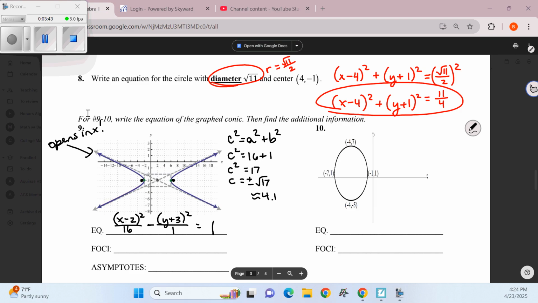So again, in the x direction, we start with our center of 2, negative 3 for the foci. And then I'm going to go from the 2, I'm going to add the square root of 17. And then for my second foci point, I'm going to go 2 minus the square root of 17, down 3.